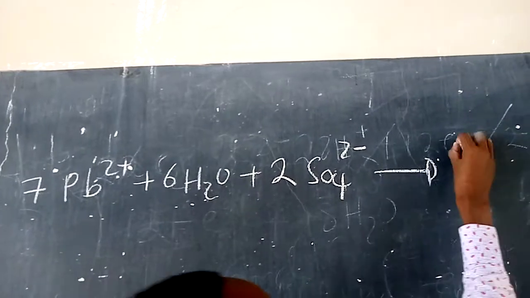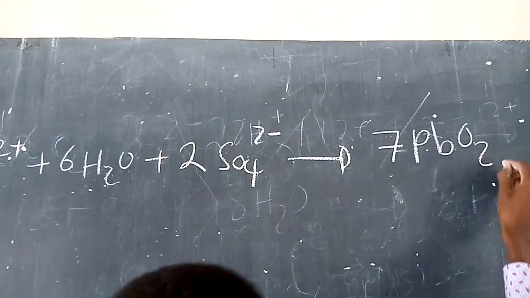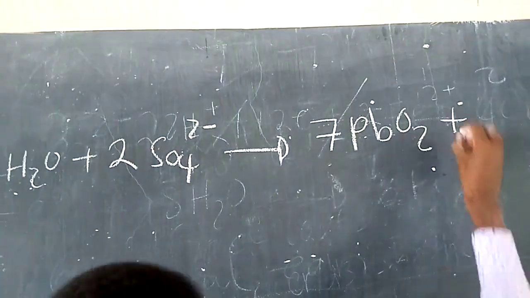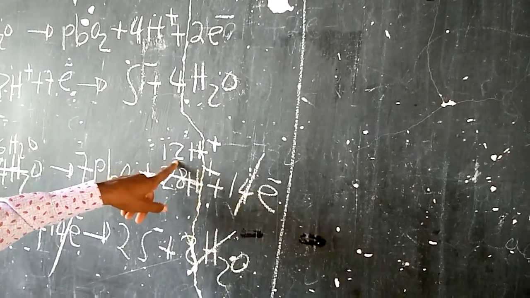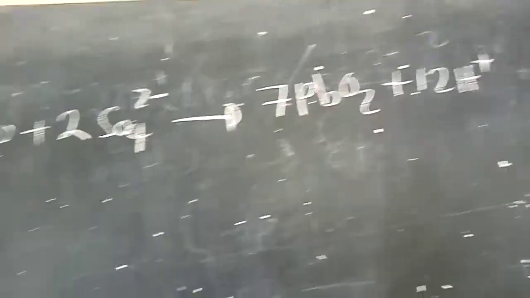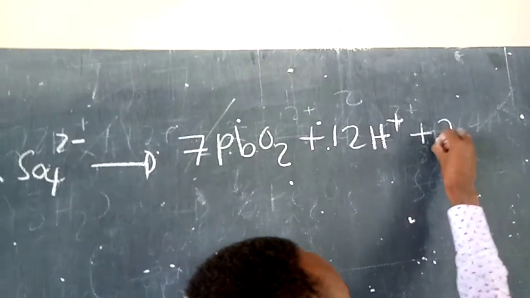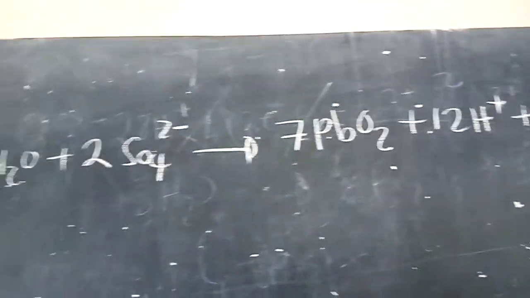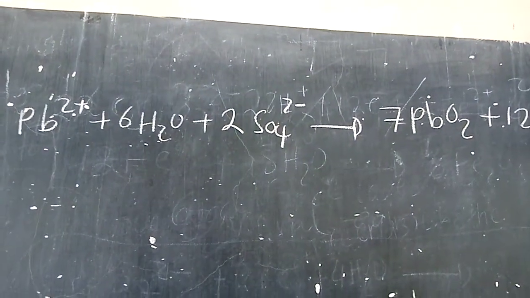It will be 7 lead oxygen 2, plus, here when you look, we get 12 hydrogen protons. That's good. You have to add plus 12 hydrogen protons, plus what remains in the second equation in the product, which is 2 sulfate. So plus 2 sulfate. This is the overall balanced equation in acidic media.